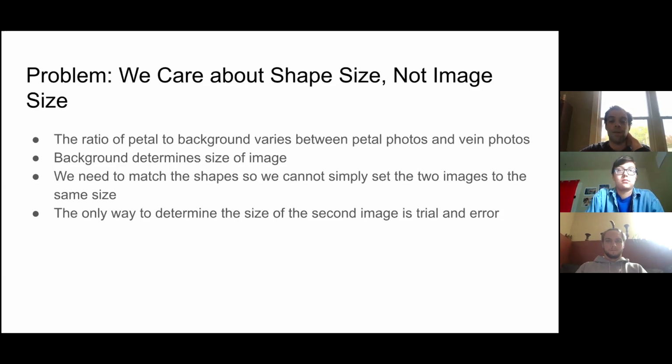And in typical image alignment techniques, we're trying to align based off of the full image. However, we don't want that for this. We really only care about aligning the two shapes. The rest of the background image does not matter to us. So one thing that we need to focus on is that while our images right now are the same size, that does not mean the two petal shapes will be the same size. So we actually need to go back and resize the images so that the petal shape sizes match more than the actual image sizes.